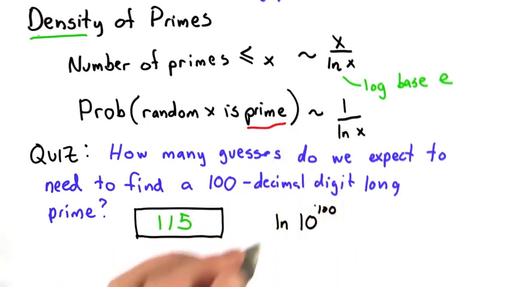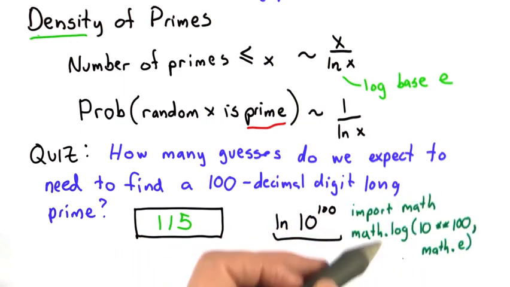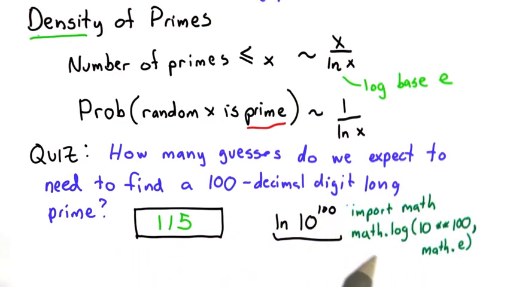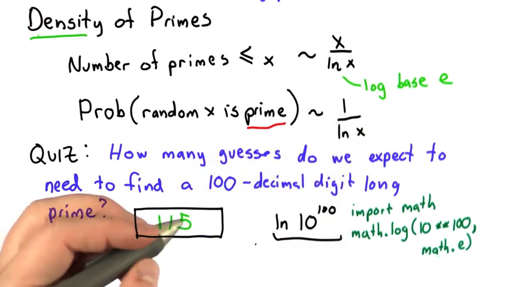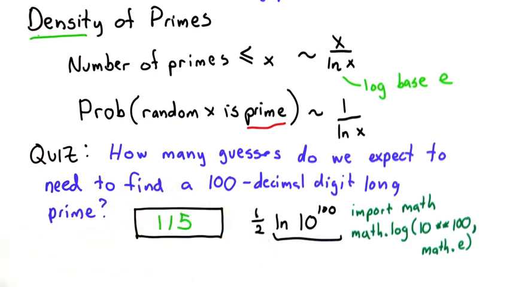And to compute that result, we computed the log of 10 to the 100. You could do that in Python by using the math library and computing the log of 10 to the power 100, where the base of the log is math.e. That's the constant for the natural log. And that would give you a result of about 230. We'll divide that by 2 to get the expected number of guesses we need.